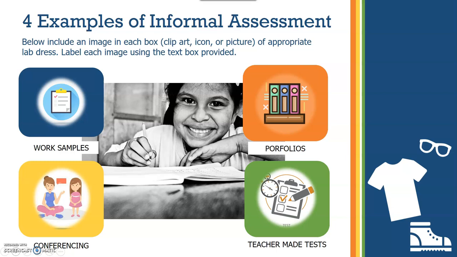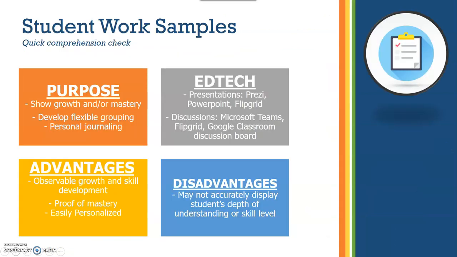Today we're going to look at 4 examples of informal assessment, the first one being student work samples. So the purpose of student work samples is to look at student growth or mastery, to develop flexible grouping based on student needs. And EdTech that can be used for student work samples are presentations, which can be Prezi, PowerPoint, or Flipgrid, or discussions, which you can use in Microsoft Teams or Google discussion boards, or Flipgrid as well.